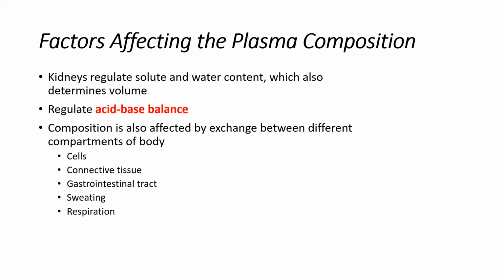The composition is also affected by the exchange that's taking place between all of our different body compartments. When we're speaking about water inputs and water outputs, we're talking about what's happening on a cellular level. We're talking about water that's stored in our bones, in our blood, in our plasma, water that's in our other forms of connective tissue, so tendons and ligaments. There's a small amount of water that's stored in those connective tissues.